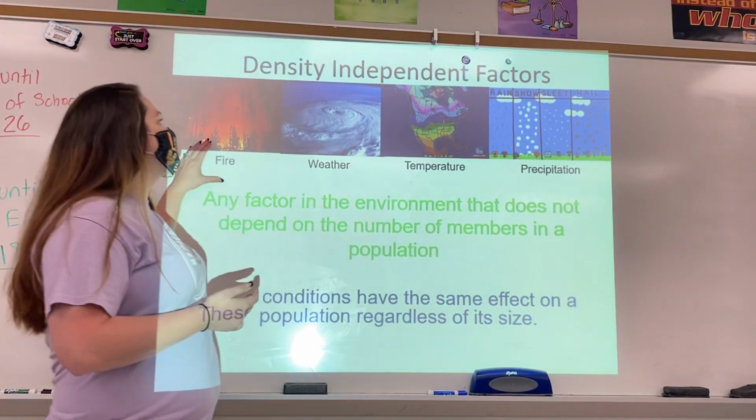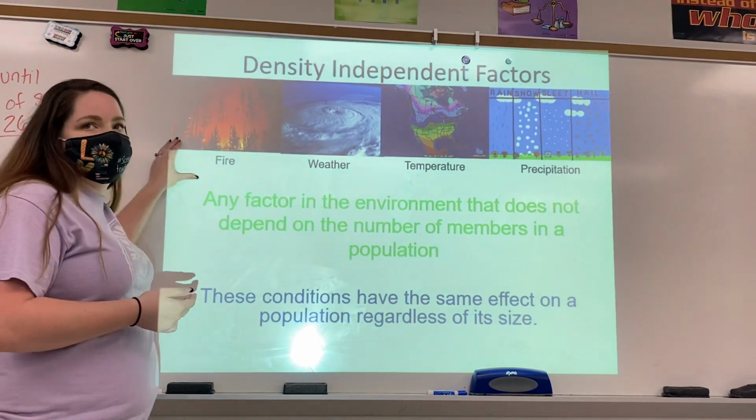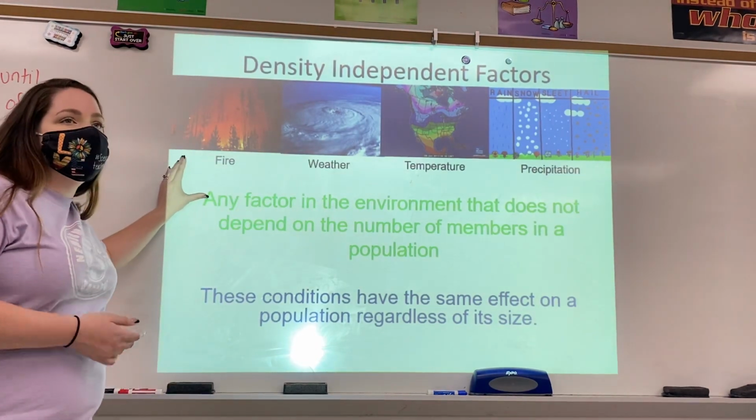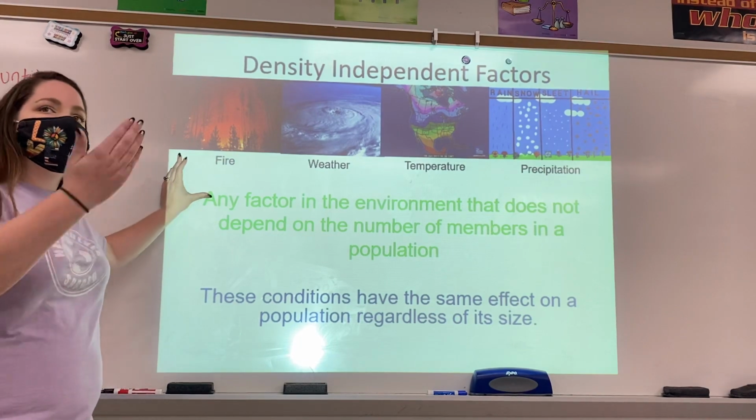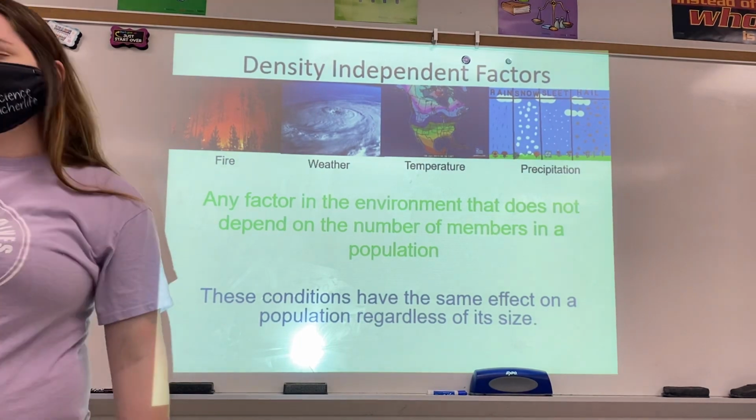Okay? So these are density independent factors. These are your abiotic factors that are going to happen no matter what. But how are they going to, when they happen, how are they going to affect your population growth? Okay.